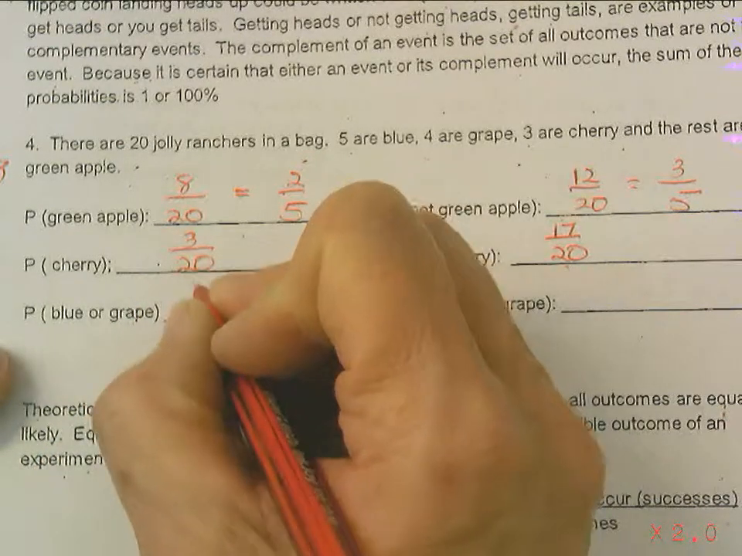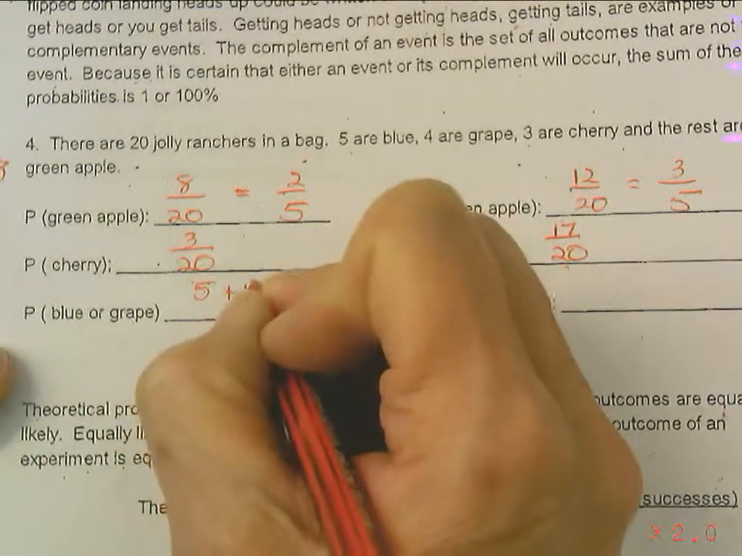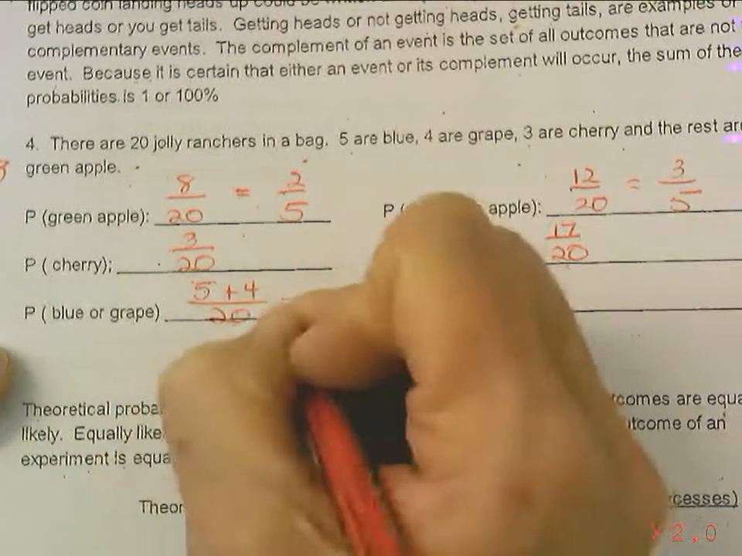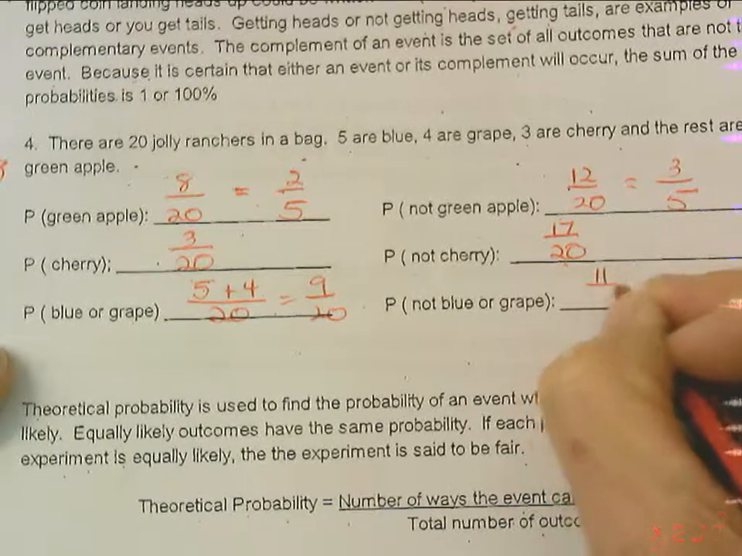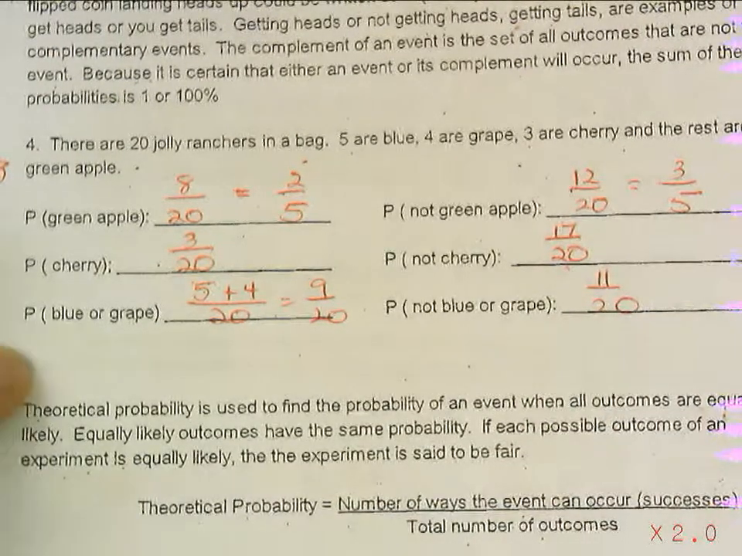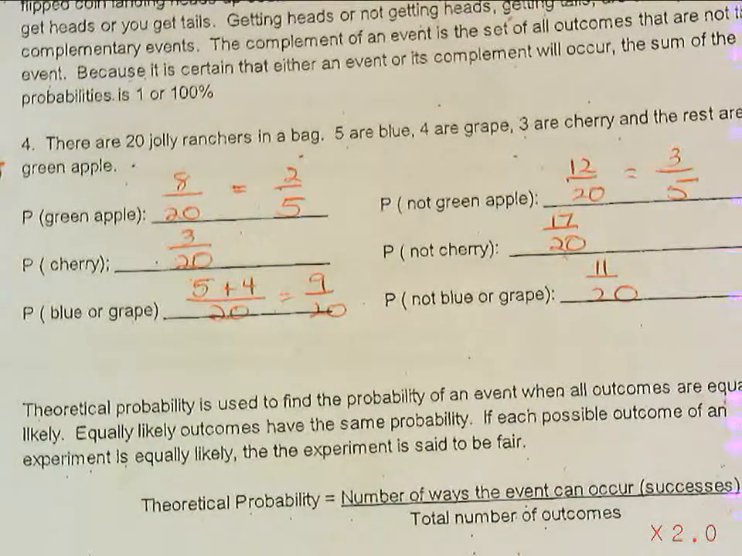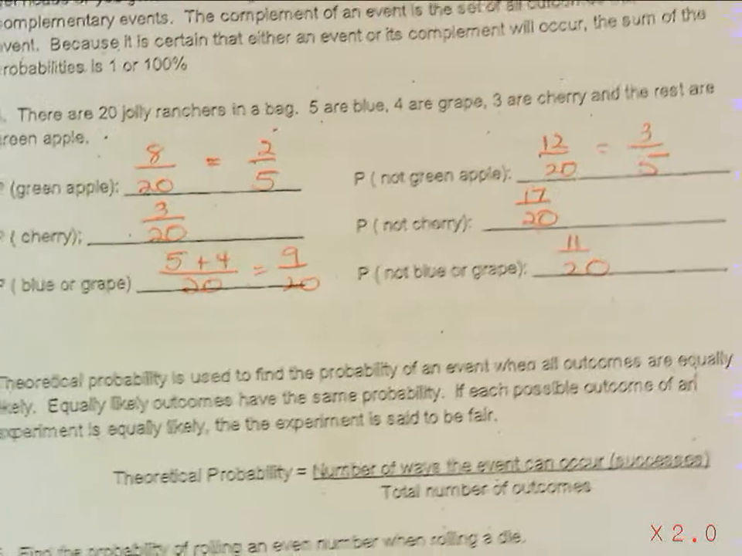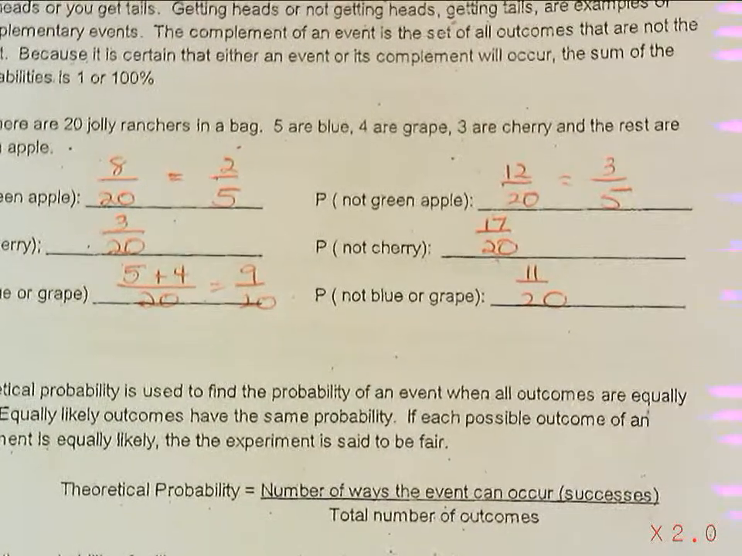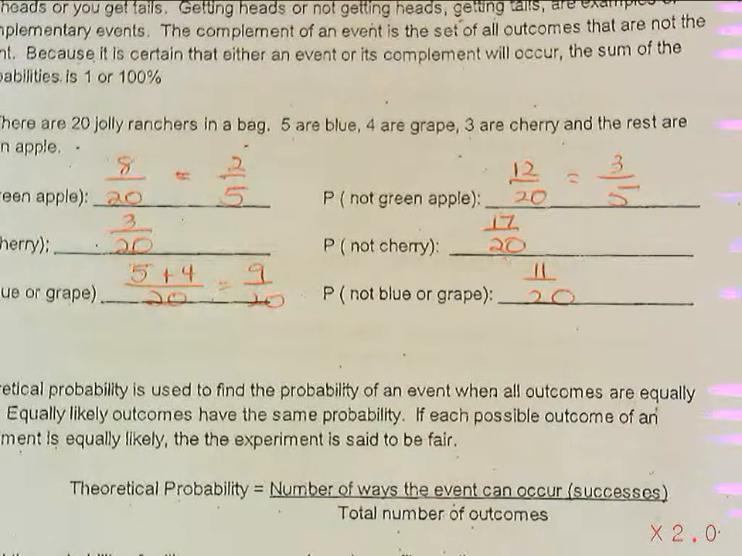Well, blue or grape would be 5 plus 4 out of 20, or 9 out of 20, which means not getting blue or grape must be 11 out of 20. Okay? Now, the next thing we're going to go over is theoretical probability. And theoretical probability is different from experimental probability, because we don't actually do trials.